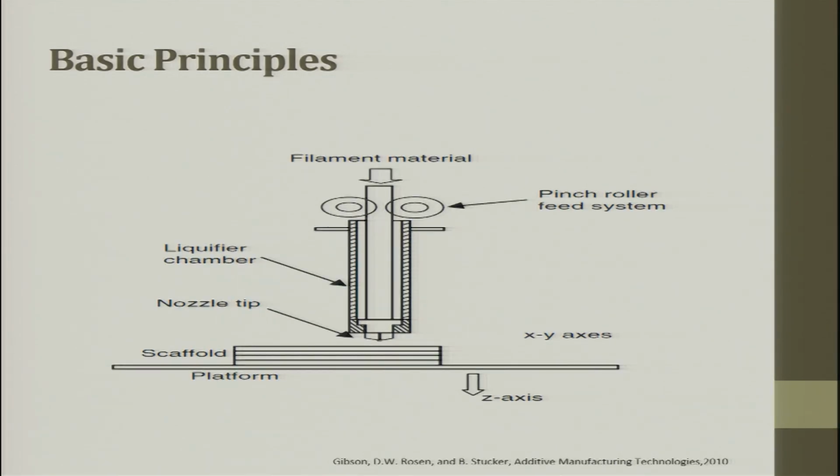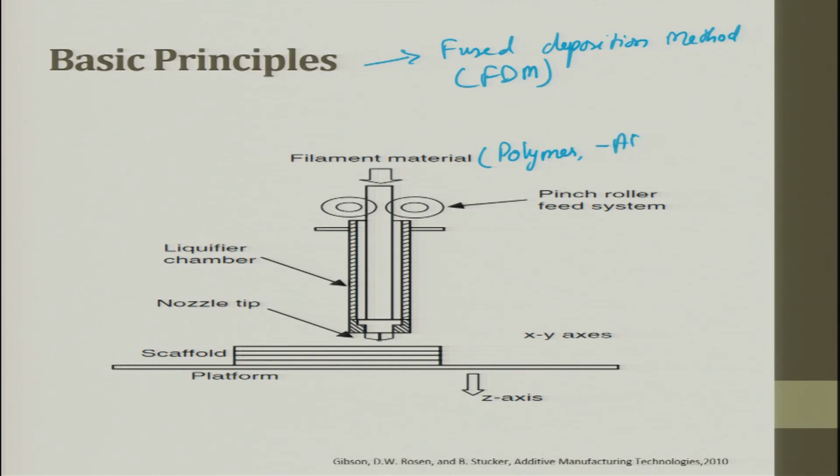So, this is a basic principle for FDM process, fused deposition method, FDM process. So, here we try to take a filament wire which is polymer. Generally what we use is ABS. ABS, nylon can be used. Okay. So, people are now working on various systems. You can also have biocompatible material. ABS is also biocompatible, industrial ABS is there. You can choose any of them.